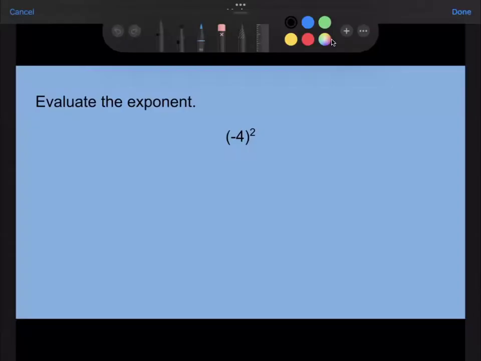Okay, here is our next one. We have (-4) to the second power, and that -4 is wrapped in parentheses. So the little number up here, the exponential number, tells us how many times we're multiplying the base. So we're going to multiply it twice. And then since the parentheses is wrapped around the negative and the 4, the entire base is -4. So I'm going to put -4 here and -4 here. If I multiply those, I get +16. So this is equal to +16.